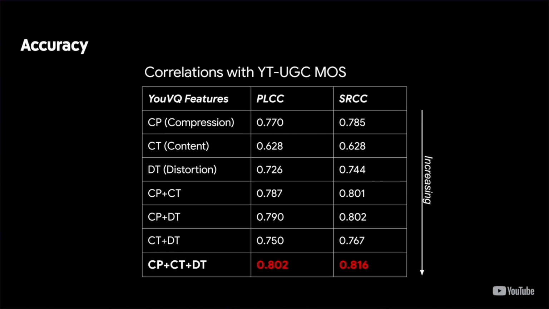This table shows the correlation with YT-UGC MOS when using different YouVQ features. First, we can see each individual feature by itself achieves reasonable correlations, which means all those features are quality related. Also, when combining those features, the correlations improved significantly. That implies those features are complementary to each other. So when combining all 3 features, YouVQ achieved the highest correlation.